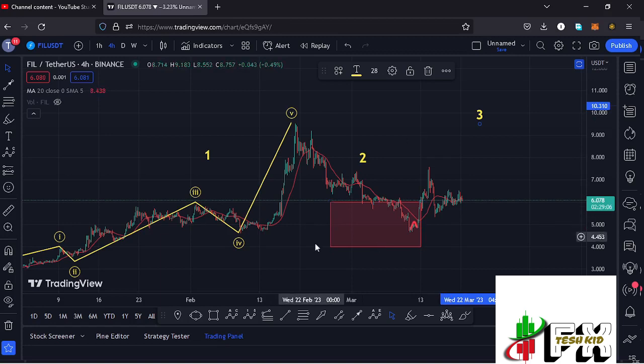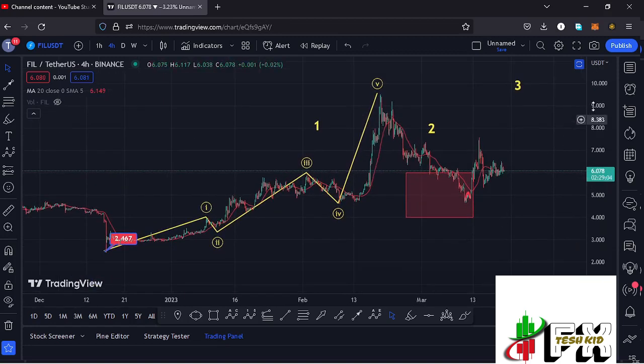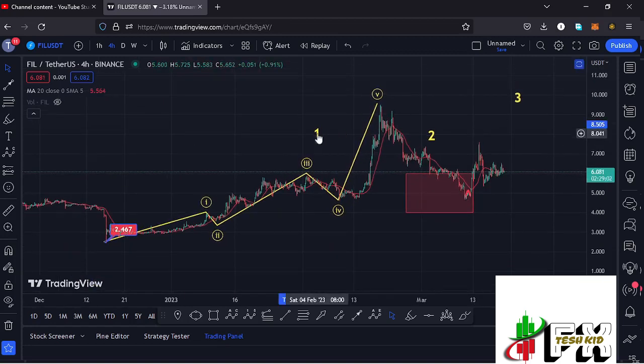And all this is playing out after we peaked in the formation of a larger Elliott wave count 1, which is right here in a 5-wave structure to the upper side, having the wave 5 giving us a peak at around the $9.518 mark, and also completing the formation of that first wave to the upper side.